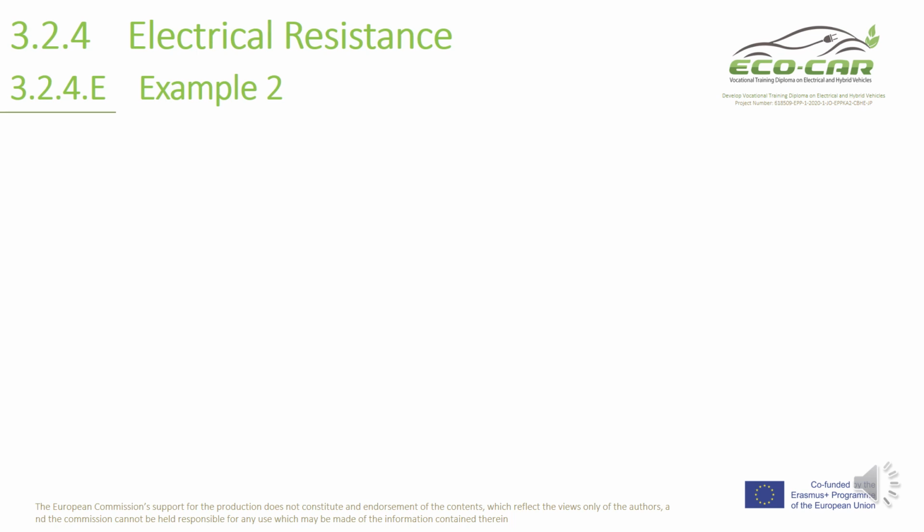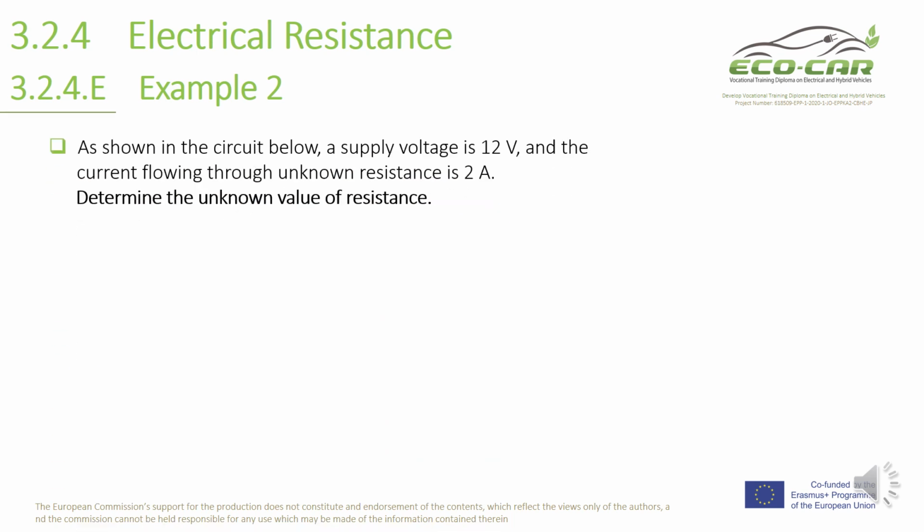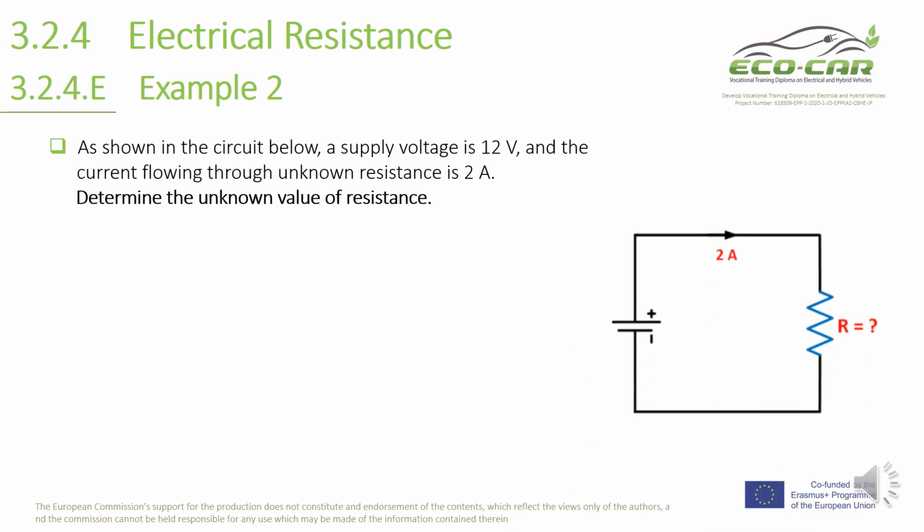Take another example. As shown in the circuit below, supply voltage is 12 volt, and the current flowing through a known resistance is 2 amps. So, determine the unknown value of resistance. We have here resistance, we have here 12 volt, and the current is 2 amps. So, what is the unknown resistance here?